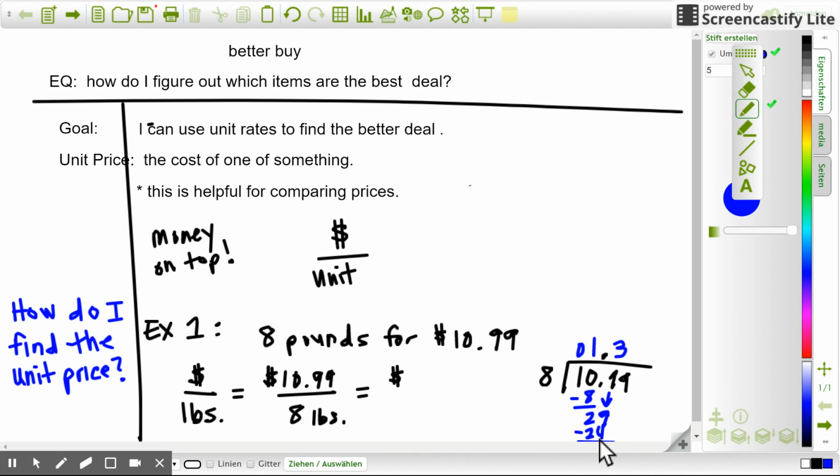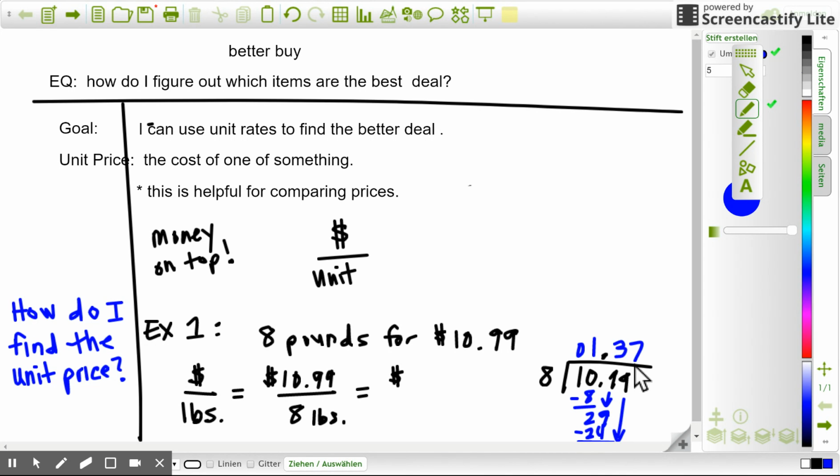Okay, so the leftover would be 5, and I would bring down this 9, and that would give me 59. So 8 goes into 59 7 times. And now I have a dollar amount, so I really don't have to worry about the rest of the division. That's the nice part about when you're doing money. You don't have to keep dividing forever. You only need to divide until you have what looks like money right there.